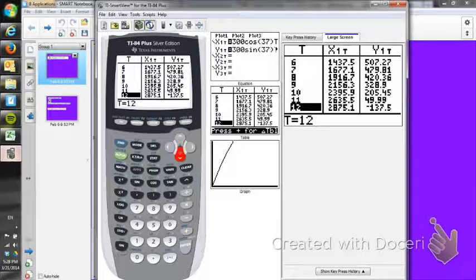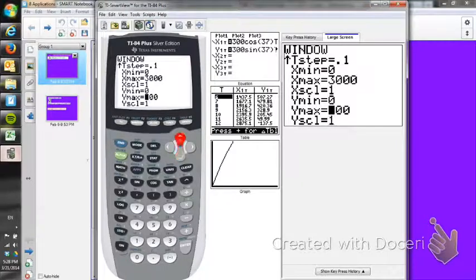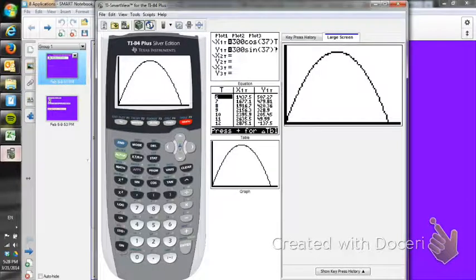after 11 seconds. So I'm going to make a couple changes here. I'm going to make my Tmax a little bigger, my Xmax a lot bigger, and my Ymax bigger. And now let's see if I can see my whole cannonball. And there it is, there's the path of my cannonball.